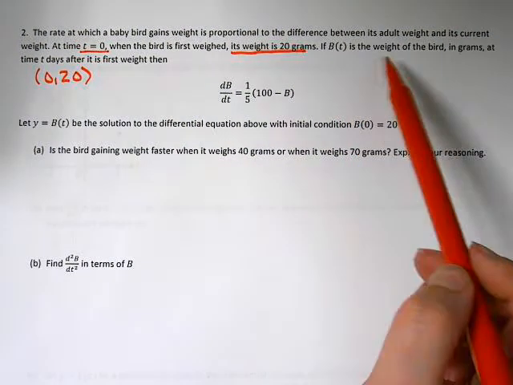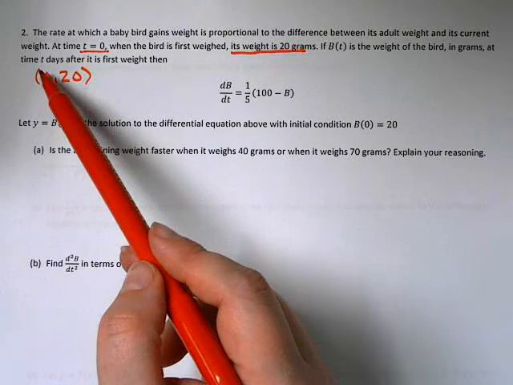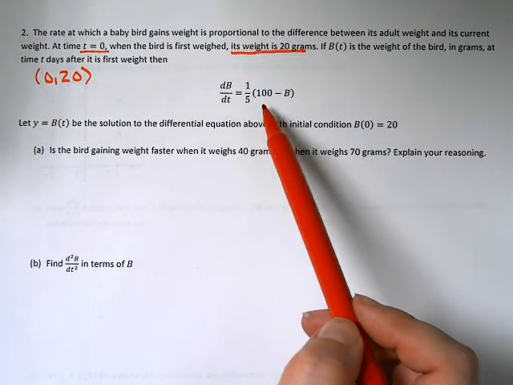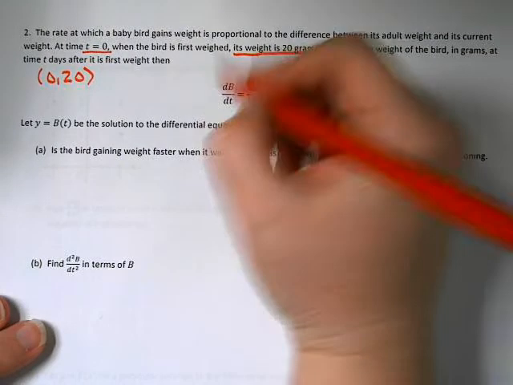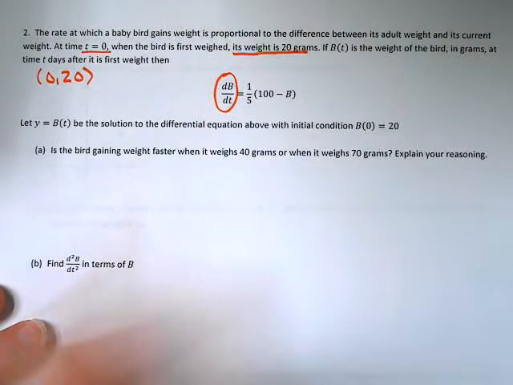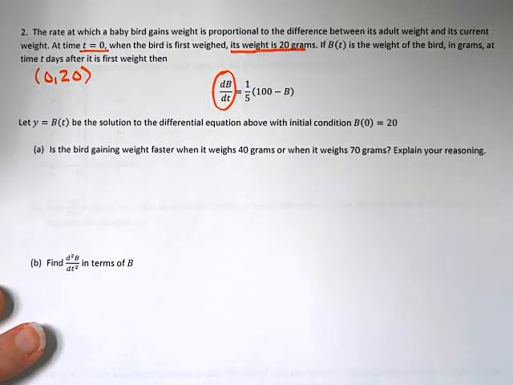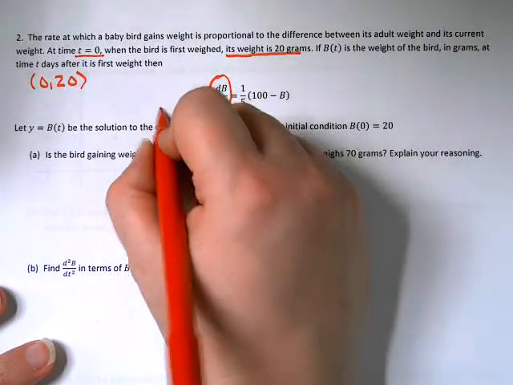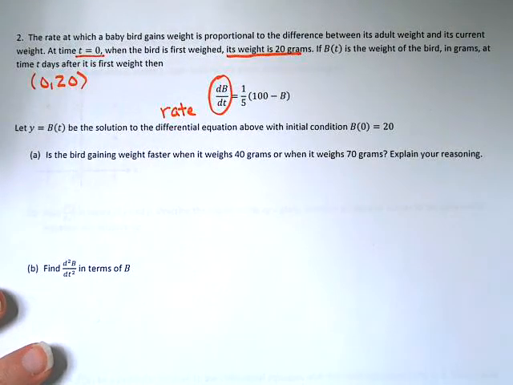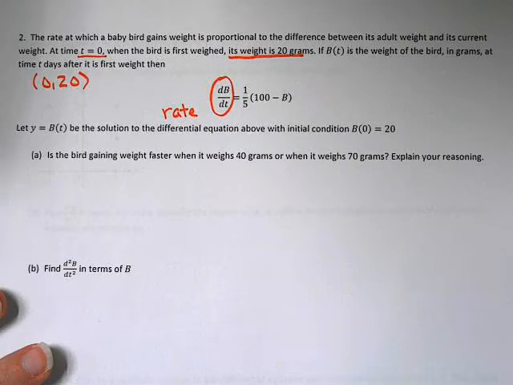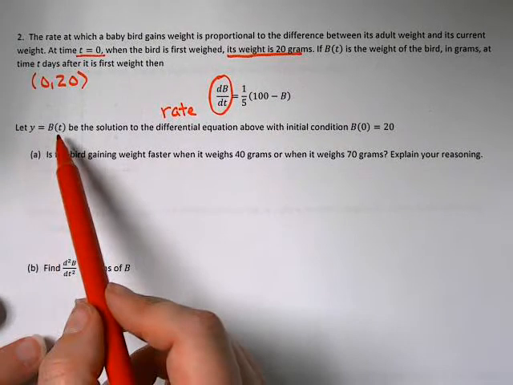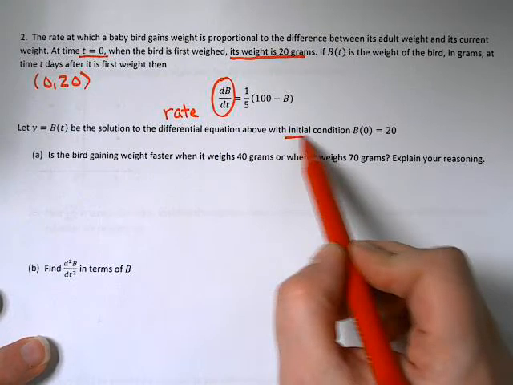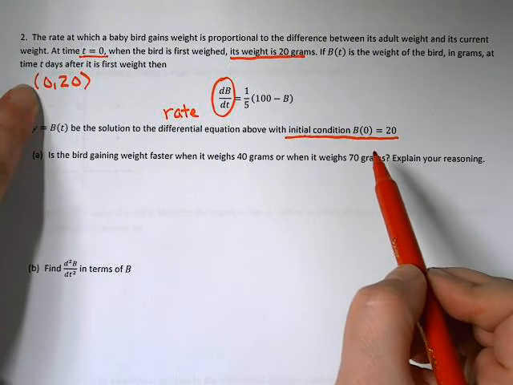So if B of t is the weight of the bird in grams at time t days after its weight, then dB/dt is 1/5 times 100 minus B. So hopefully you guys can look at this dB/dt and recognize that that's a differential equation. We've been working with that a lot. What you should also notice is that dB/dt is going to be the rate at which the weight is changing in this bird. Okay, so it says let y equal B of t be the solution to the differential equation with an initial condition of B of 0 equals 20. So that's that initial condition that we pointed out up here.